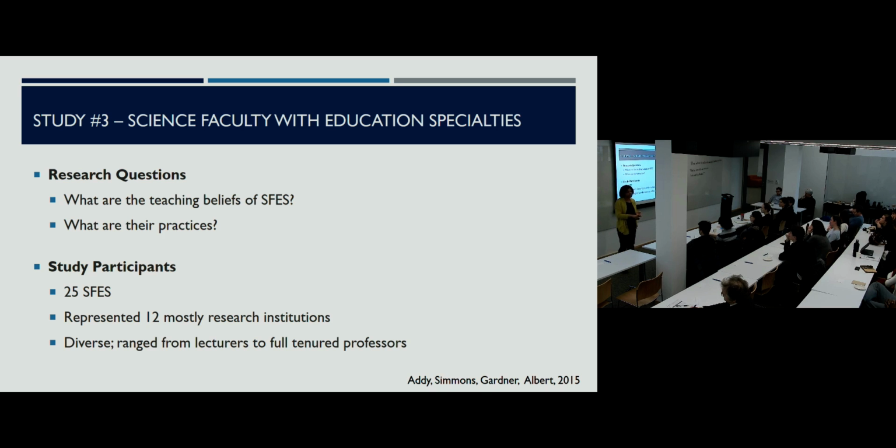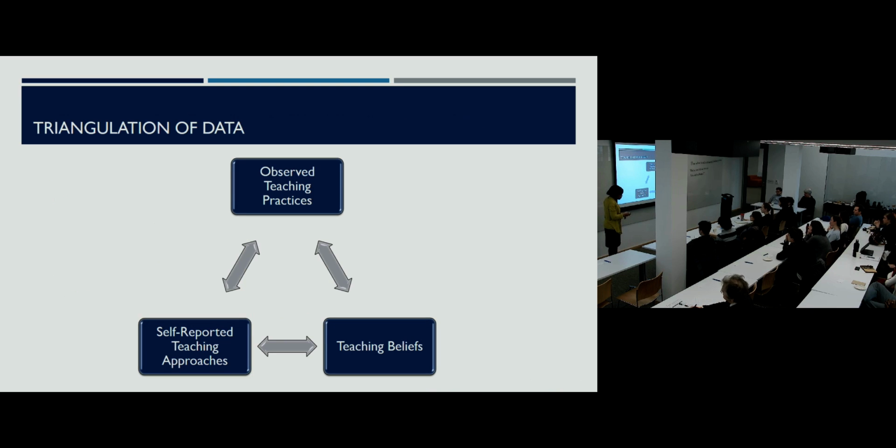And this is a group that you can't categorize in one box, because they are very, very diverse in what they teach and what they do. So that was the participants, and I wanted to do a little more triangulation of the data. Not only did I want to look at their beliefs, so I interviewed them to see what their teaching beliefs were, I also wanted to see what they self-reported as approaching, what they did in the classroom. What did they actually think they did in the classroom? And then actually observe them.